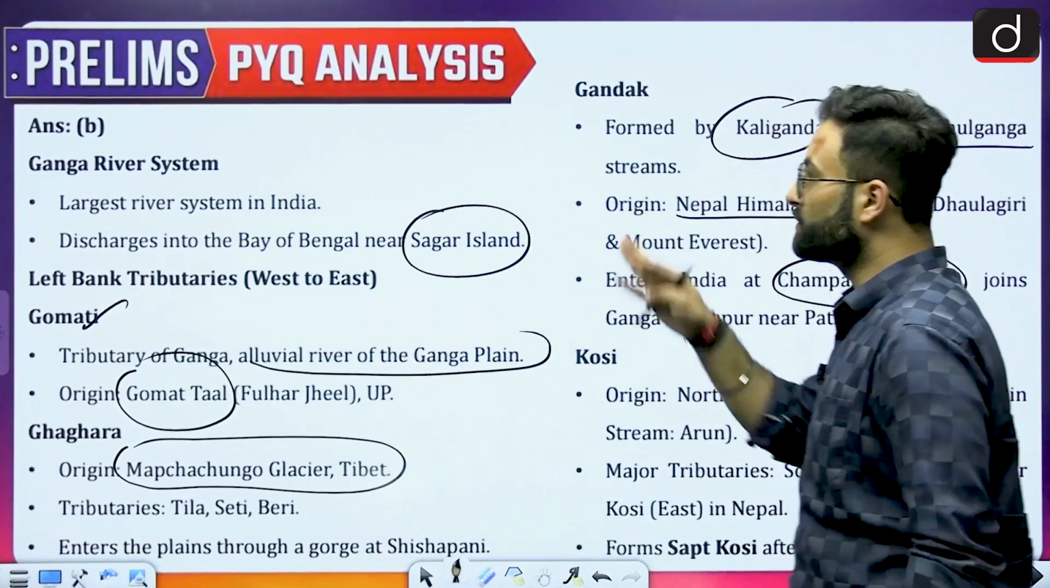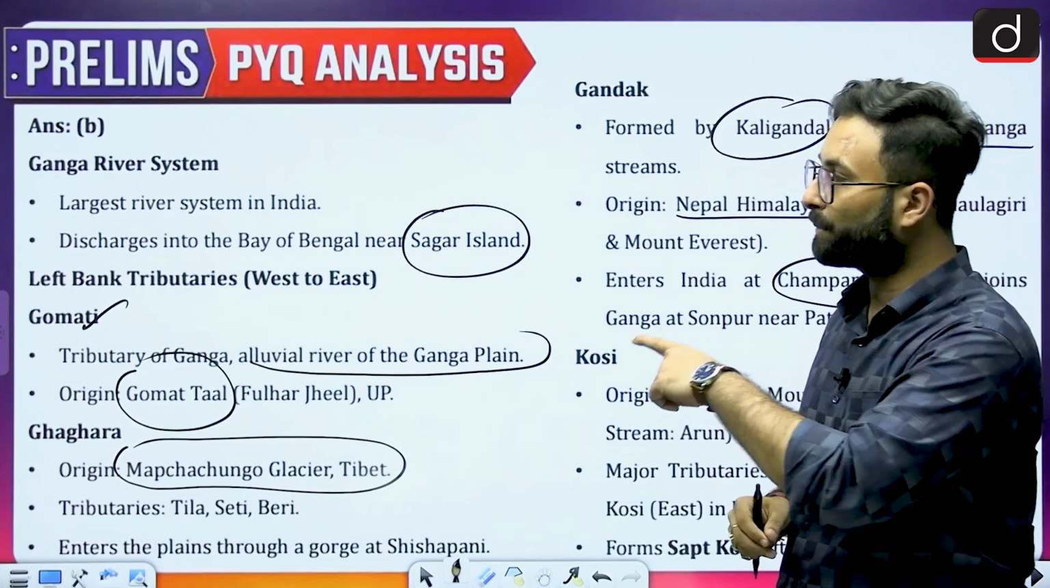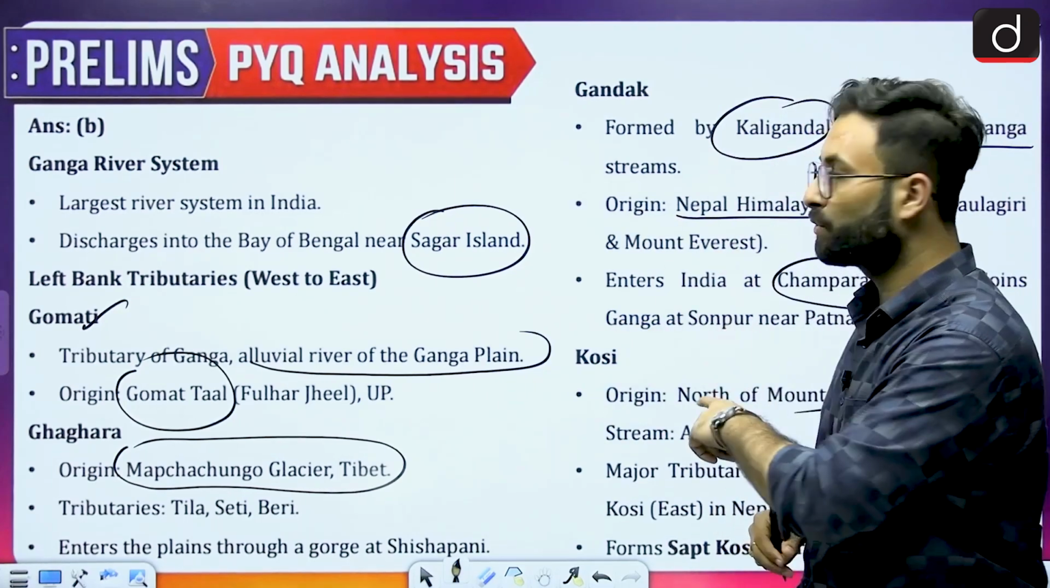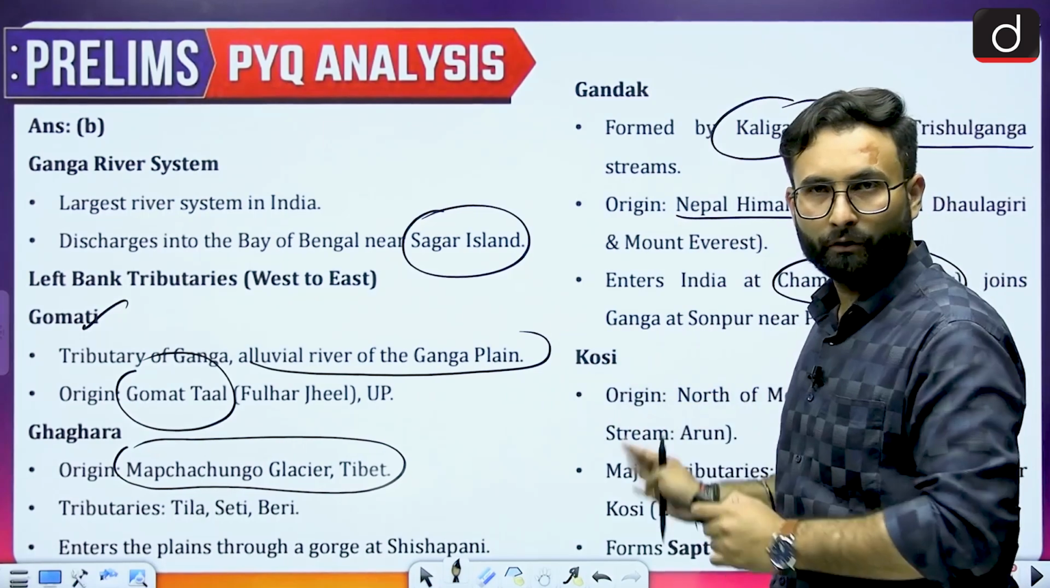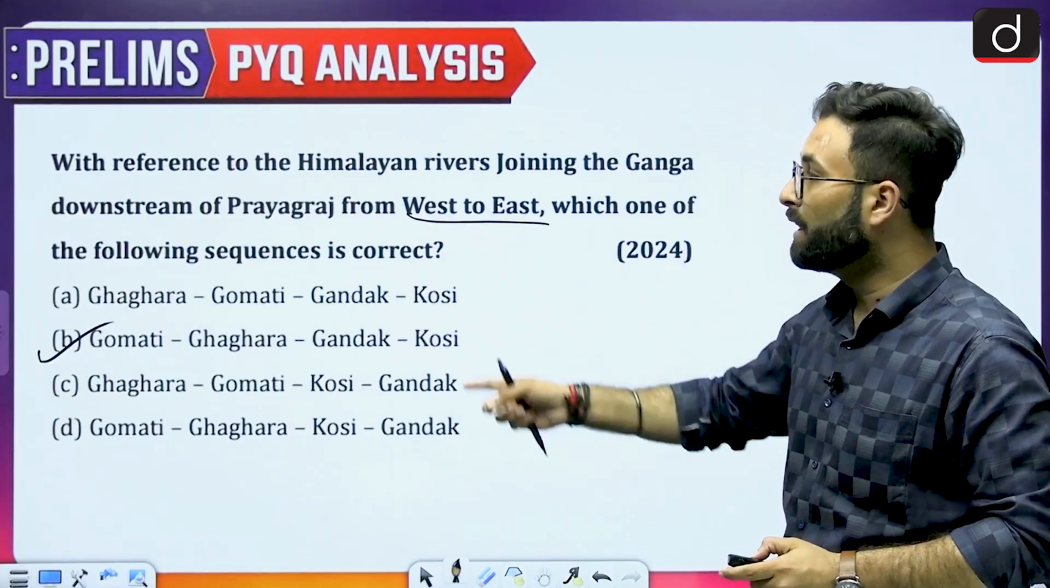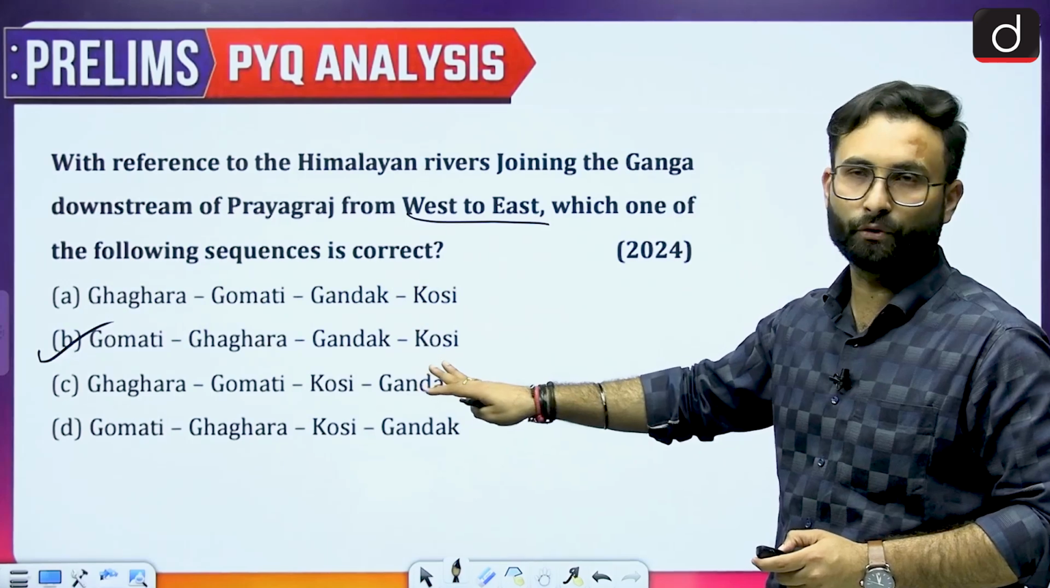So that is your Ganga river system, wherein we have talked about the Gomti, Ghagra, Gandak and Kosi. I have tried to cover the important information from the point of view of these four rivers, but I would suggest that you prepare these four rivers this time.